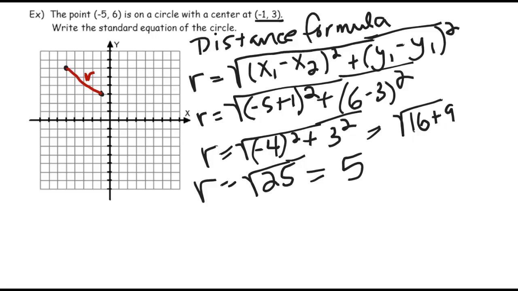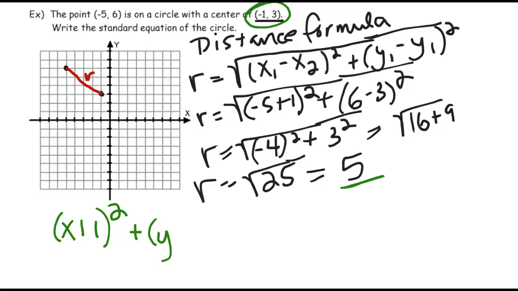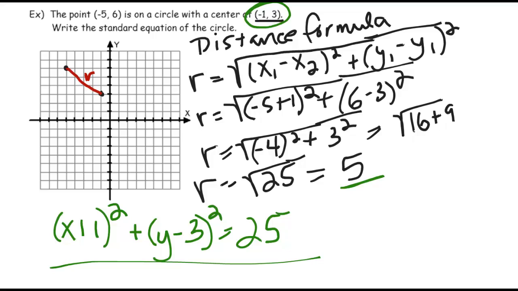So now that I have the radius, and I also started out with my center point, I can write the equation of that line. I've got x minus the x value of the center, so that's going to give me x plus 1 squared. Don't forget to put those squares on there. Plus y minus the y value of the center, 3 squared, equals radius squared, which is 25. Okay, so that's the equation of the line. Sorry, I said line, I meant circle. That's the equation of my circle that has a center at -1, 3.